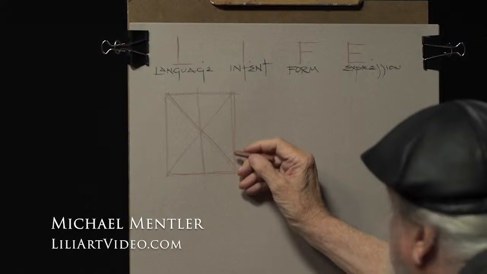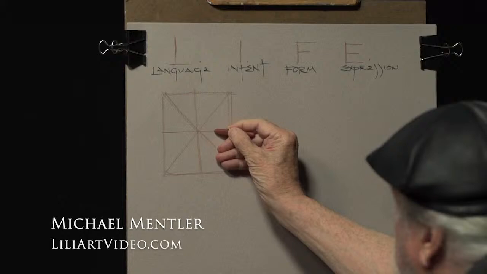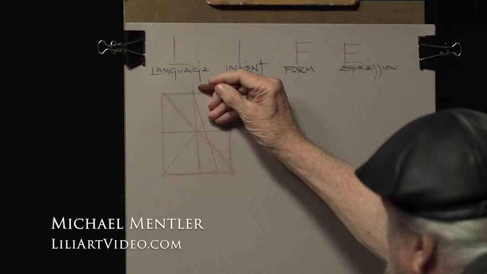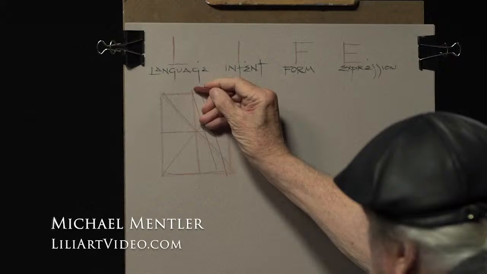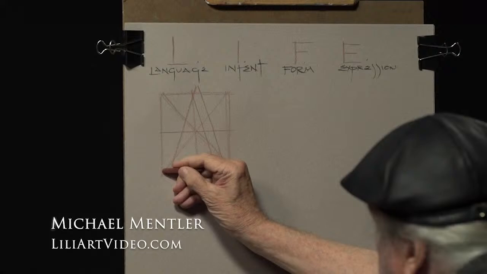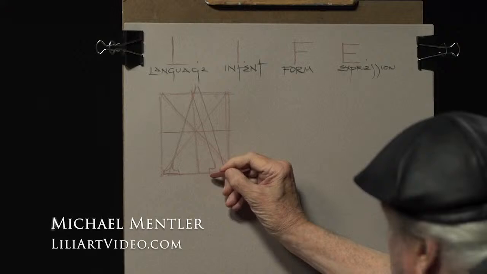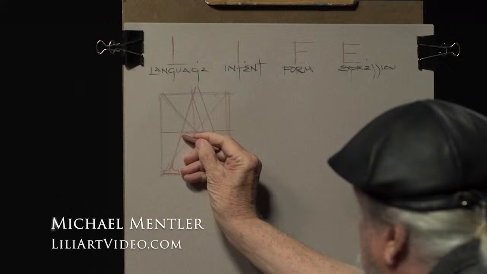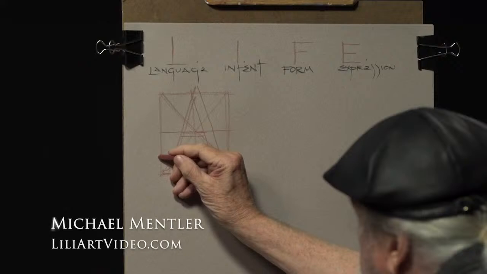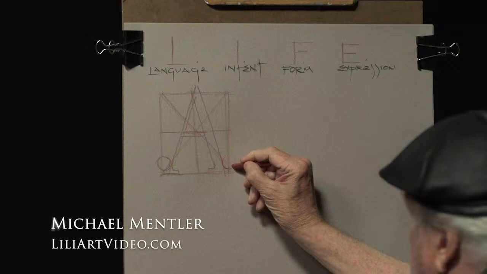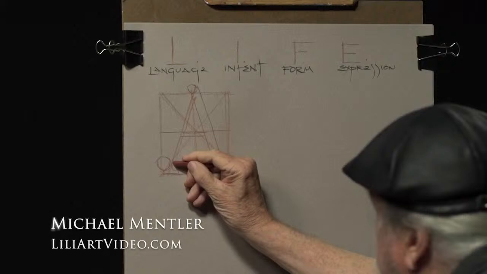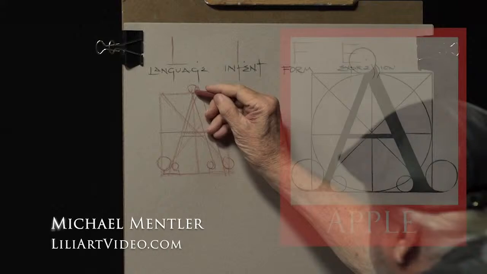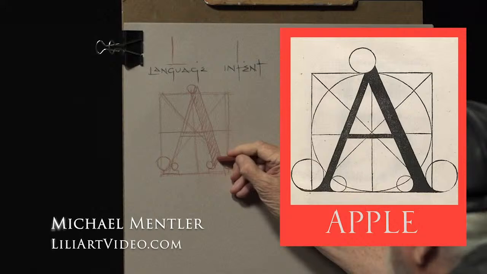They were also, when Dürer developed his alphabet, he used that type of golden section geometry to create his letter forms. And let's just say this is an A for the word apple. And it's all based on a geometric formula. So in terms of creating letter forms, it's not totally different from how we draw.